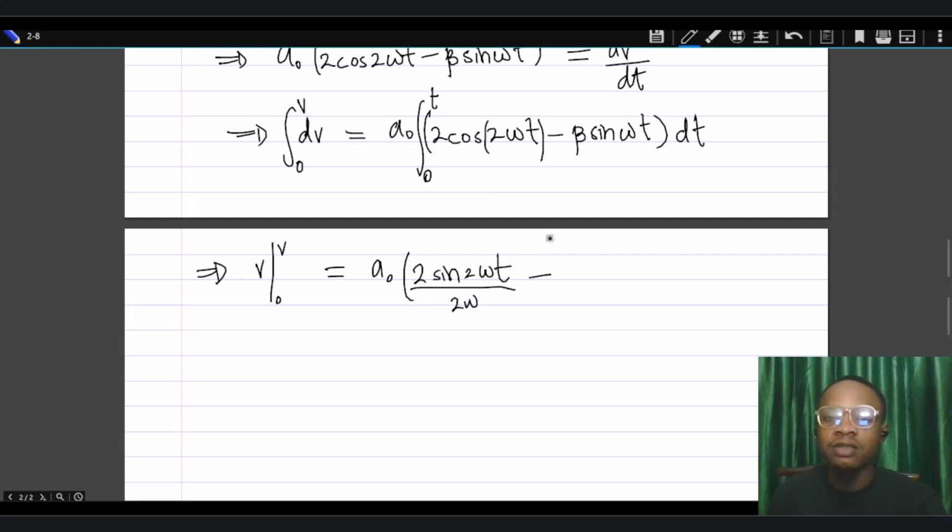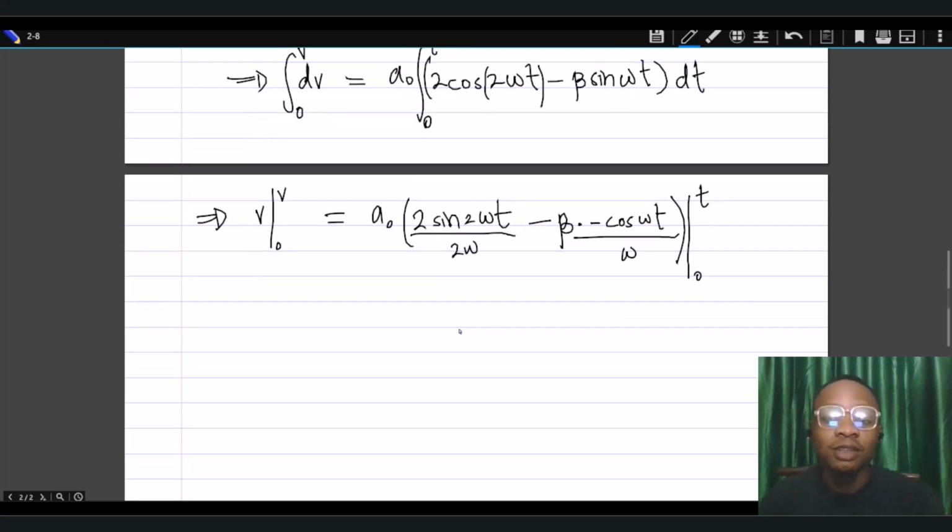Then minus beta is a constant, so let's leave it like that. Integral of sine omega t. The integral of sine is minus cos, so this is multiplying minus cos omega t. Again, the argument is omega t, so we need to divide by its derivative with respect to time, which is omega, and then we can close this. So that's everything for this integral. And then we know we need to evaluate it from 0 to t.